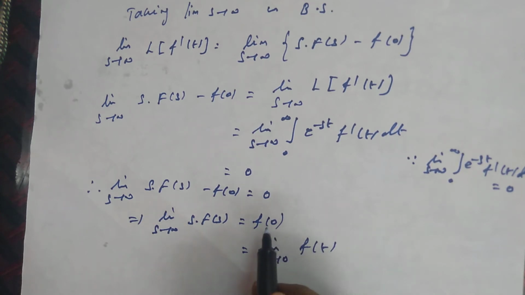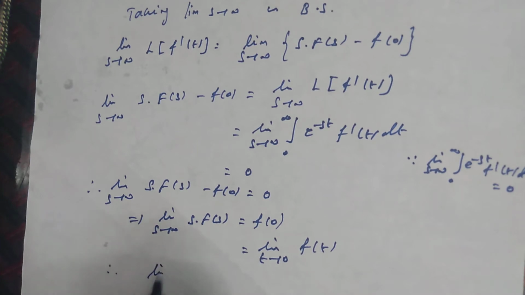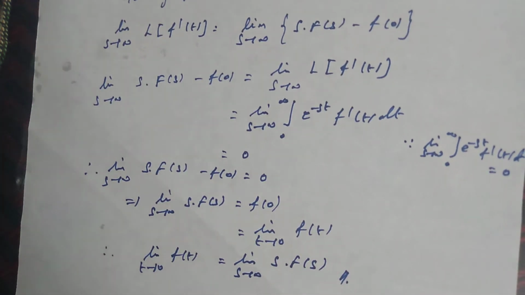That is the reason why instead of f(0) we can write this as limit t tends to 0 of f(t). Therefore the statement, what is the statement? Limit t tends to 0 of f(t) equals limit s tends to infinity of s F(s). So we have proved the initial value theorem result.